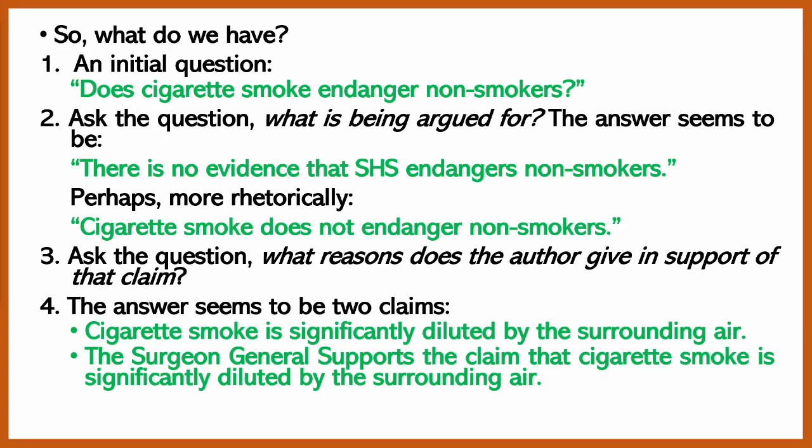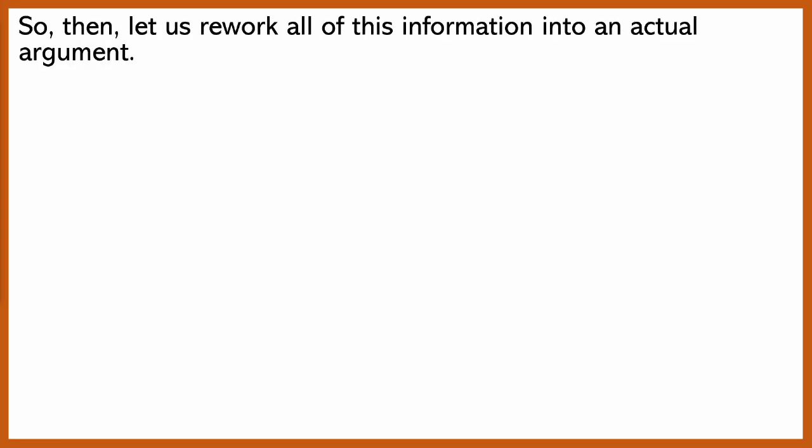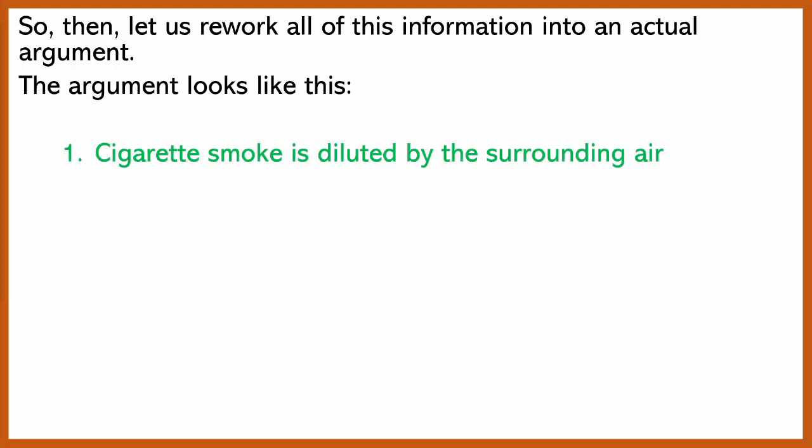Now that we have this information, let's begin construction of an argument. So when we rework it, we can write things like this. Let's be a little more formal. So we're going to put a 1 here. This is our first premise, premise number 1. And it says cigarette smoke is diluted by the surrounding air.